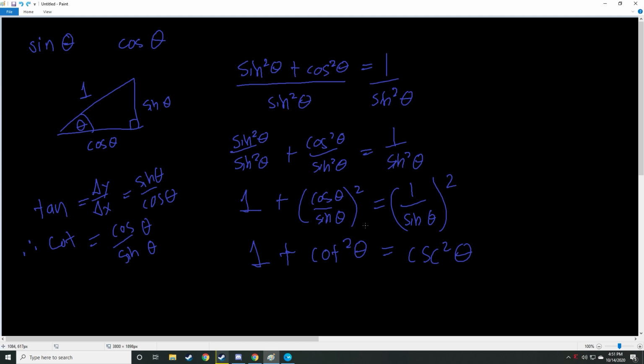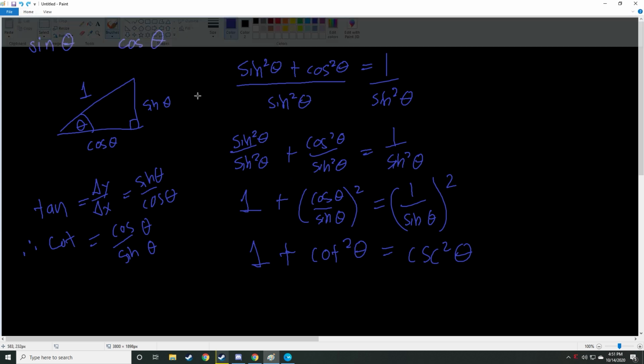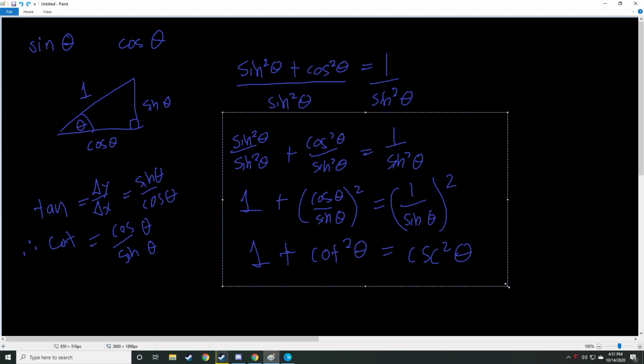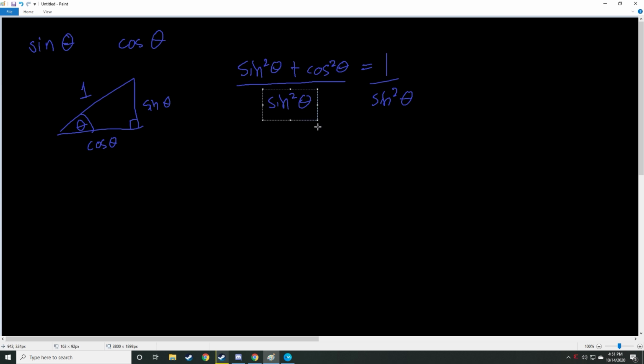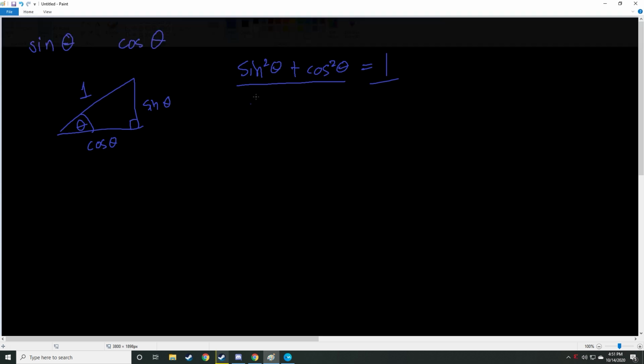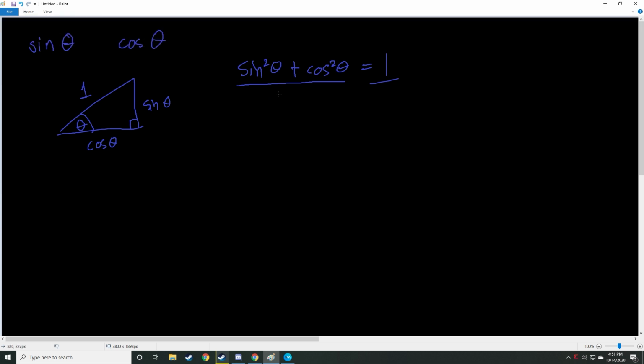Now, how do you think we derive the third Pythagorean identity? Well, it's very similar, except we divide both sides by cosine squared of theta. Who would have guessed? So, if we want to take this and we want to derive the other one, we're going to divide by cosine squared of theta.